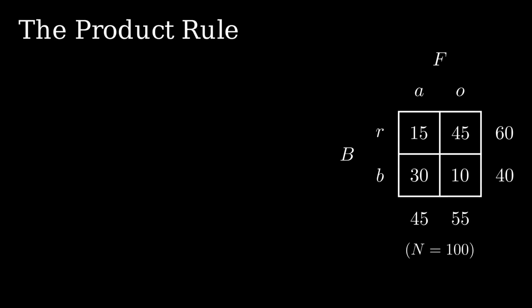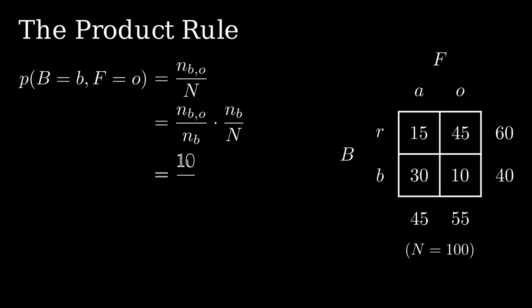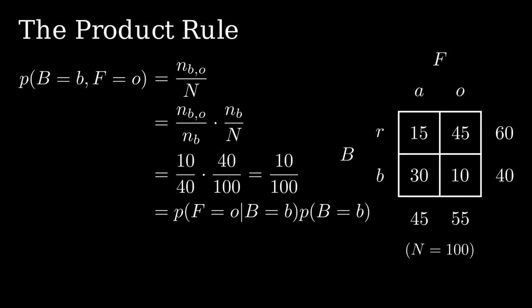Finally, we arrive at the product rule. The joint probability can be expressed as the product of the conditional and marginal probabilities calculated earlier, as seen here. The product rule simplifies calculating joint probabilities as the product of one event happening given another and the probability of that given event occurring independently.